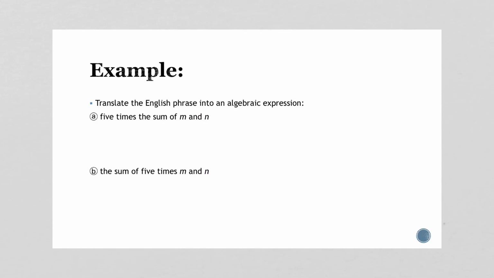All right, 5 times the sum of m and n. This one right here implies that I want 5 times whatever you get whenever you add those guys together. So in order for you to do addition first, you're going to have parentheses. So I want 5 times the sum of m and n. It has to look like that. You have to have the parentheses.